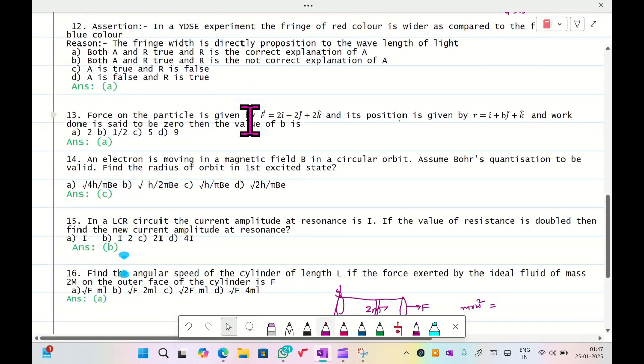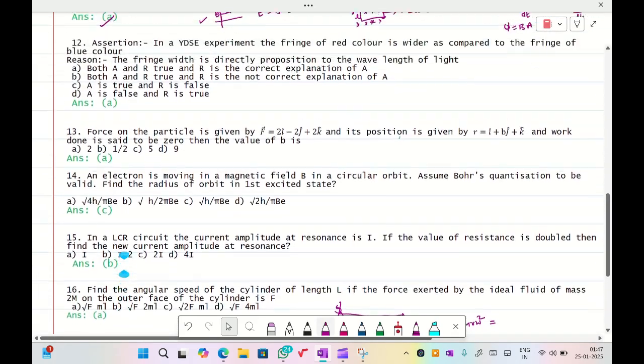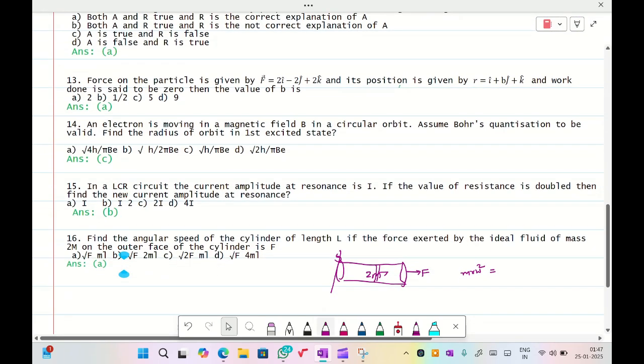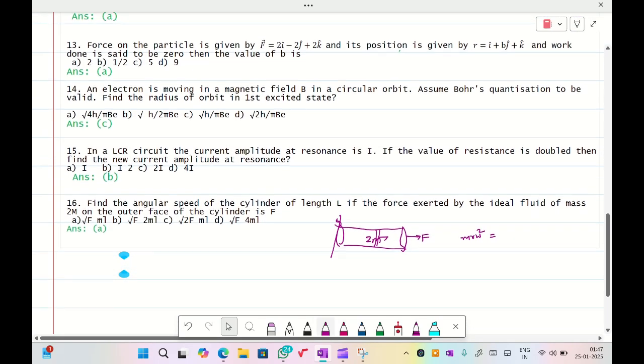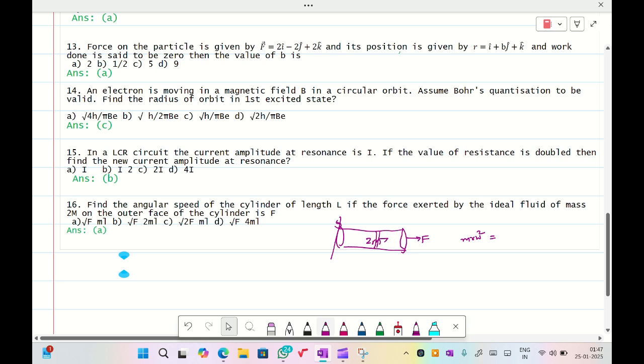Now the Young double slit experiment. Actually I don't have an idea about wave optics. So coming to the question where force and position vector are given for work done. See, this is a dead easy question.